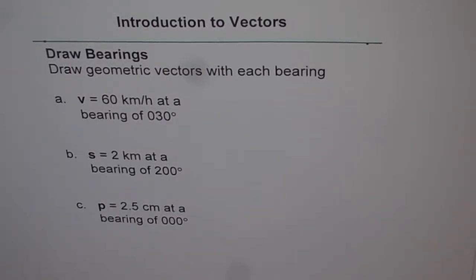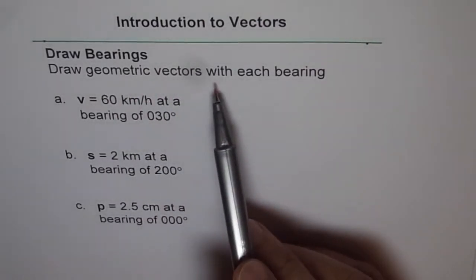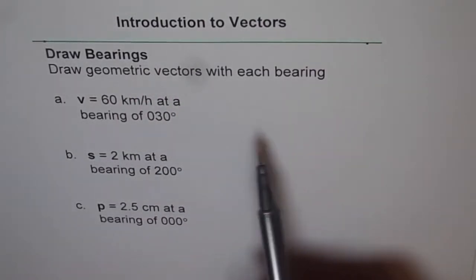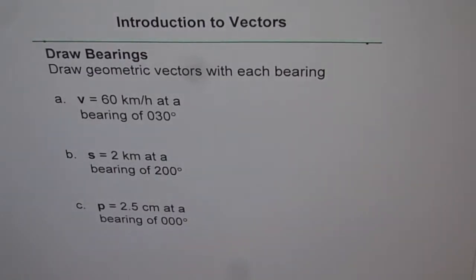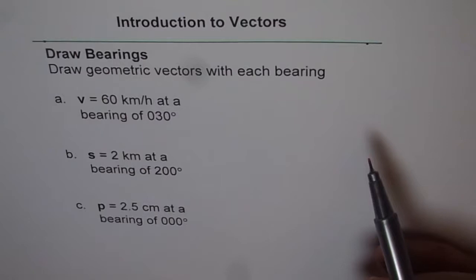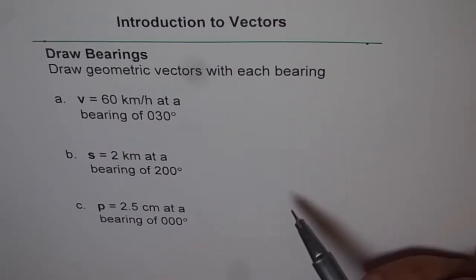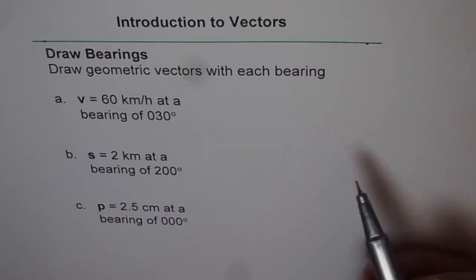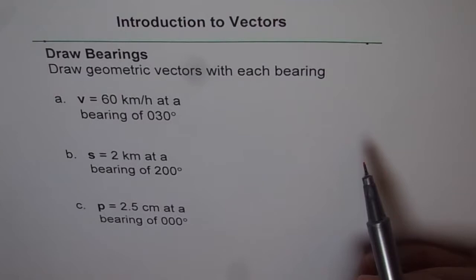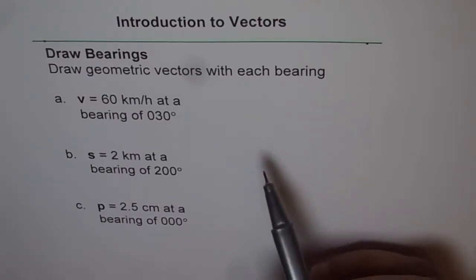Here's a practice sheet for you. You need to draw a geometric vector with each bearing, right? So we have got three parts here. And if you have difficulty, you can watch my video where I've explained what we understand by the bearing angle, how we represent a vector, or rather its direction, with bearings, right? So let's go through them.